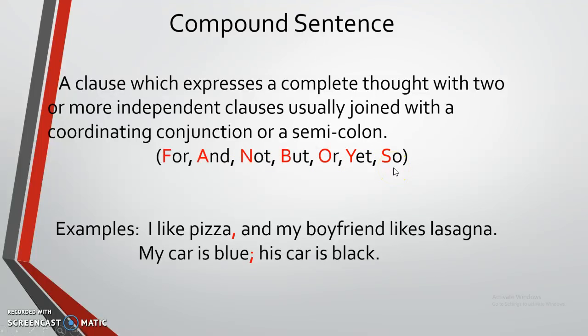Now let's look over the examples. The first example, I like pizza and my boyfriend likes lasagna. This is a compound sentence being joined with a coordinating conjunction and. The second sentence, my car is blue; his car is black, is a compound sentence with two independent clauses being linked with a semicolon. Please pause the video and write an example using a coordinating conjunction.